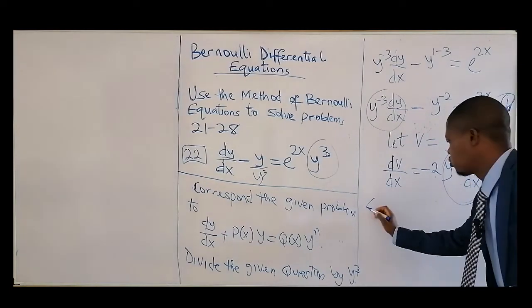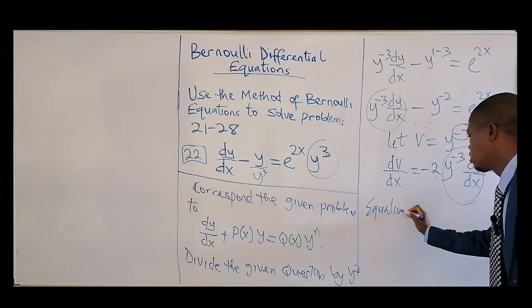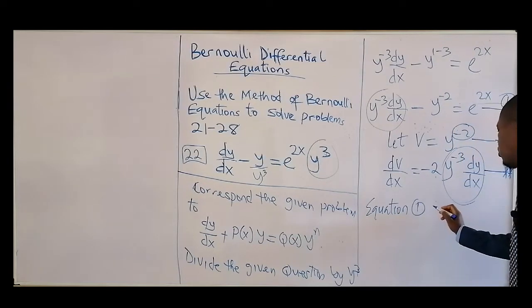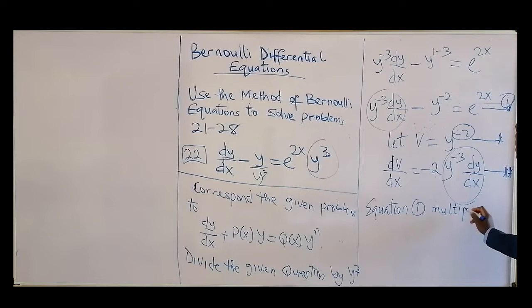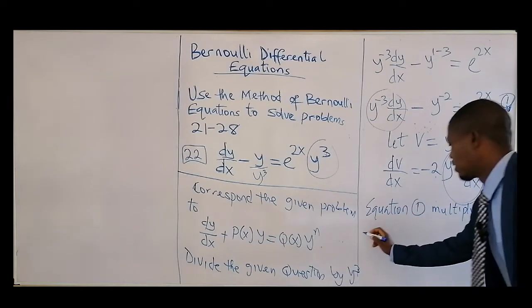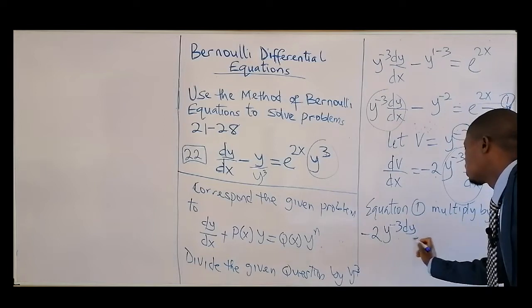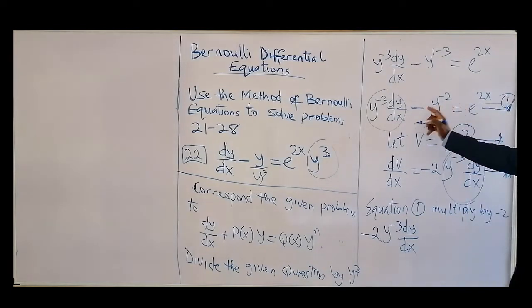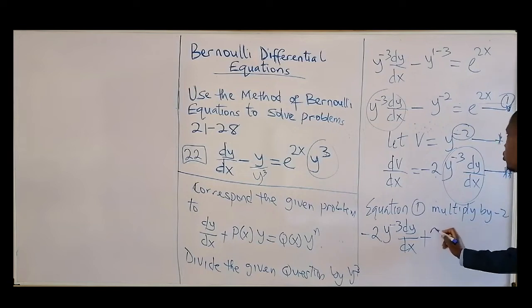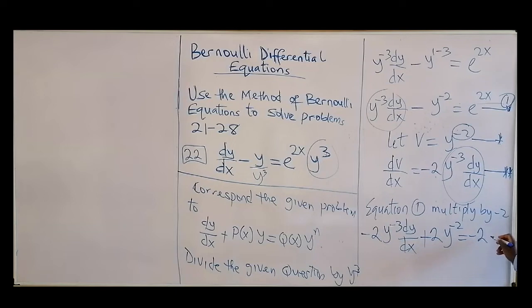So equation 1 multiplied by what? Multiply by minus 2. So we now have minus 2 y^-3 dy/dx. Then this one also, minus times minus, that's plus 2y^-2. Then equal to what? Minus 2e^2x. So that's that.